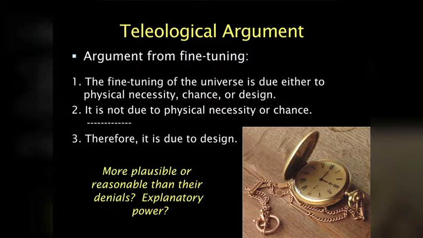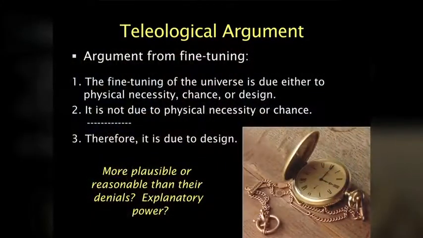Premise 1, the fine-tuning of the universe is due either to physical necessity, chance, or design. That's the only three options. It either had to be that way, or we just got lucky, or there's a cosmic designer. Premise number 2, it is not due to physical necessity or chance.